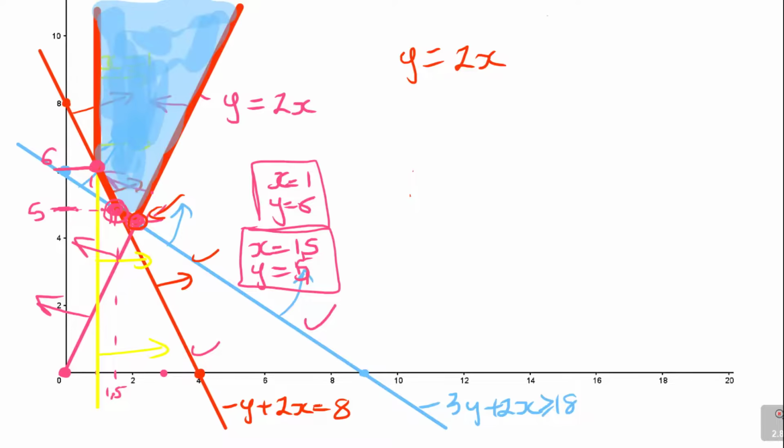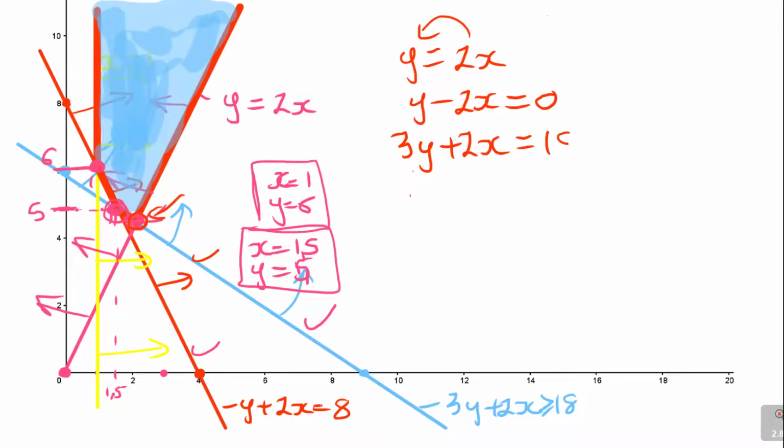The simpler way to do it is take this one to the other side, which is y minus 2x is equal to 0, and the other one is 3y plus 2x is equal to 18. Don't worry with the signs again, but this time you add, you don't subtract. Why? Because it's minus 2x plus 2x, so that it goes y plus 3y, it's 4y is equal to 0 plus 18, which is 18.